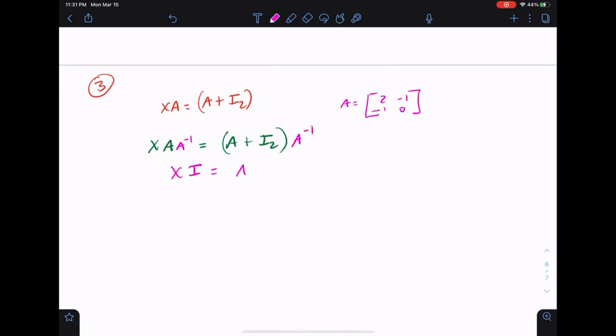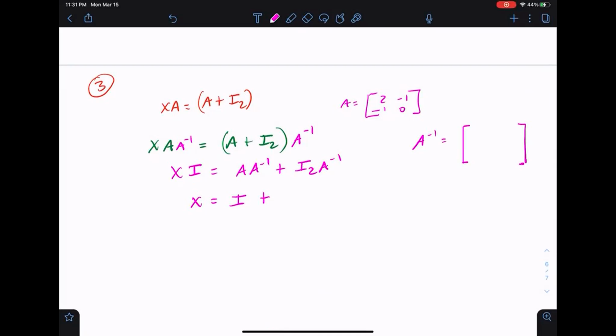And then we have A times A inverse plus the identity of a 2 by 2 matrix times A inverse. So X times the identity is just the vector X. A times A inverse gives you the identity, and this is identity times the inverse of A. Do I have the inverse of A? No, I don't. So you need to compute it. You need to find out what that is, by hand or by the calculator.